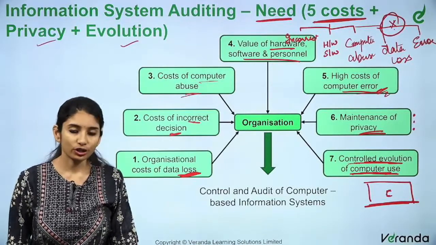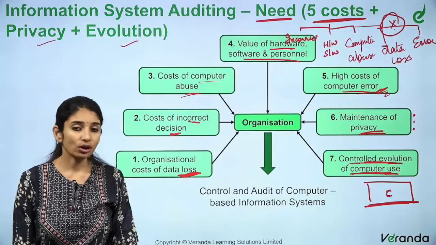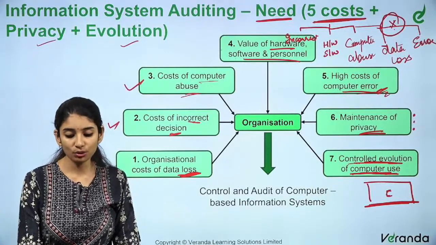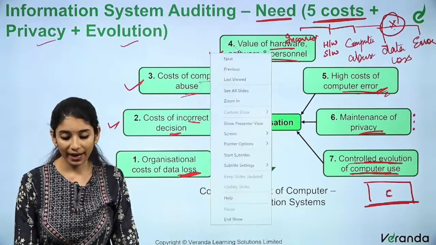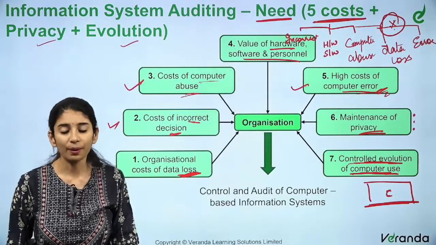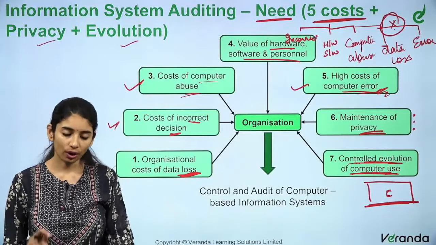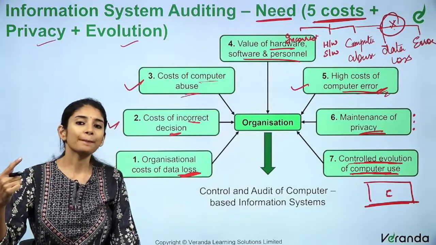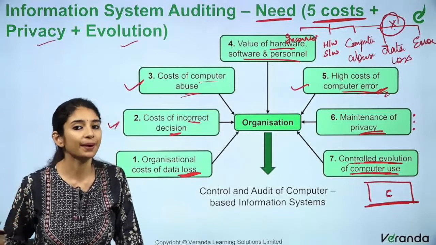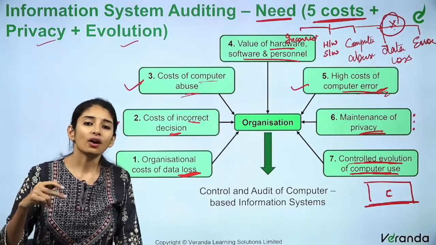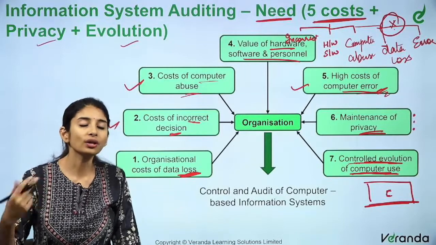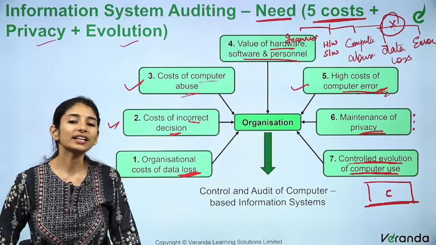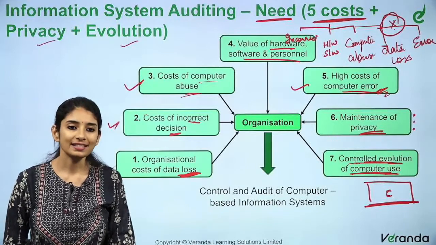Clear? So, 5 points on cost: cost of data loss, cost of wrong decisions, cost of computer abuse, value of hardware, software and people, and high cost of computer error. We finished 5 points on cost. Then there is 1 point on privacy, maintaining privacy, and finally controlled evolution of computer use. Are we clear, guys? Yes? Okay.